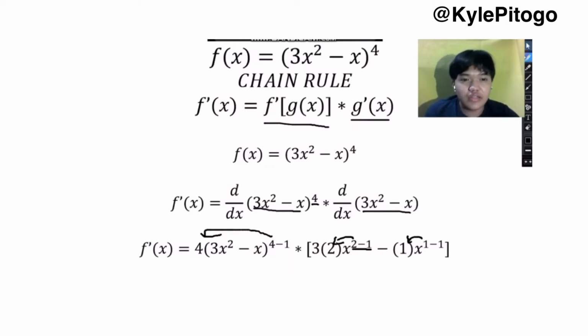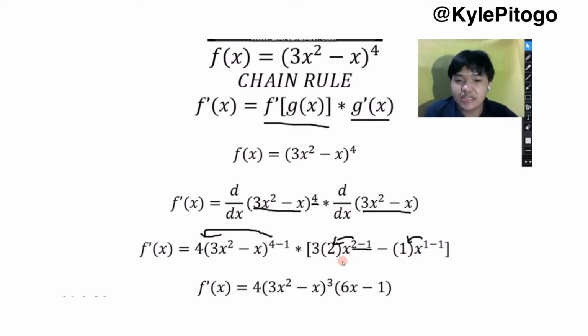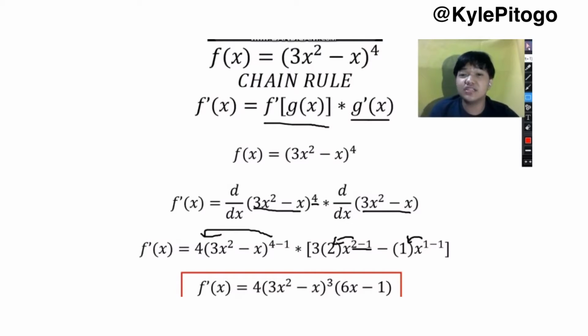Therefore, the answer for the equation is the derivative of f of x is equal to 4 times 3x squared minus x quantity raised to the power of 3 times 6x minus 1, and it cannot be simplified anymore, and that is the answer for this equation. That is all on how to answer the chain rule, and thank you.